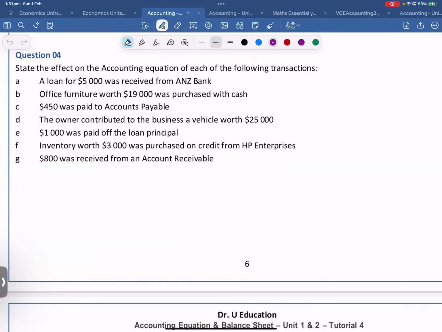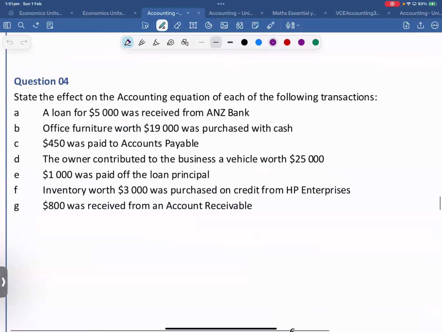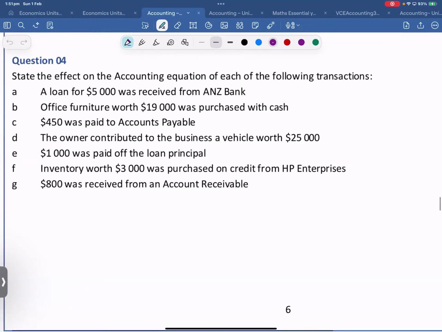All right. So then, Tanisha, this one, a loan. Now have a look. State the effect on the accounting equation of each of the following transactions. A loan for 5,000 was received from ANC Bank. Now, with this one, do you think any item is affected? Yes, which liability? Current? Which current liability? What's the name of the liability? Loan. Loan from ANC. Very good.